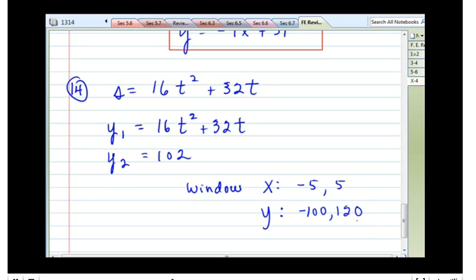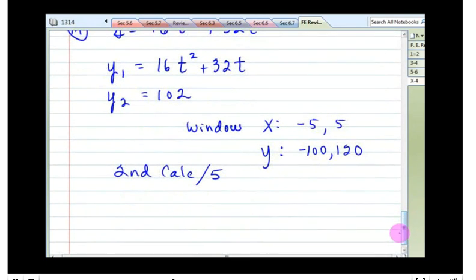All right, so then you're going to find the intersection of those two graphs, the parabola and the horizontal line. So you'll do second calc 5, which is intersect, and you should get a point. Okay, try that for me and see if you do get, and you're looking for the x value of that intersection, 1.72 seconds. See if we get that, anybody that's actually doing it.